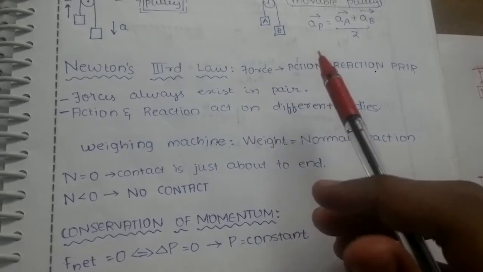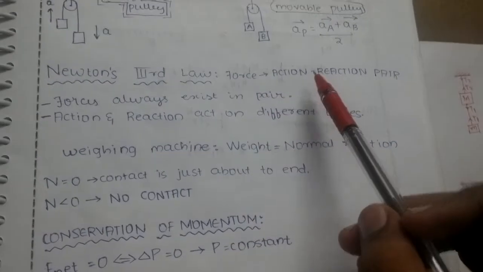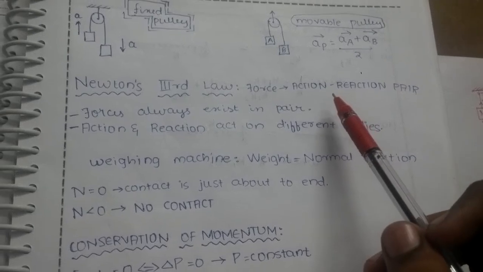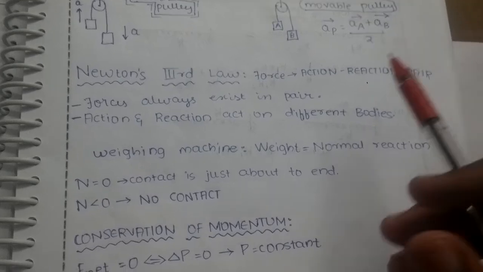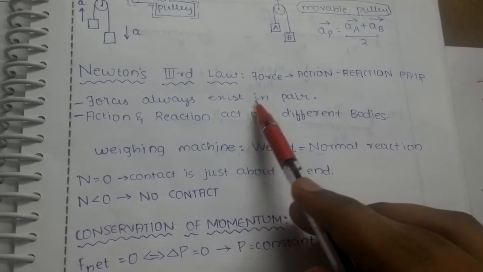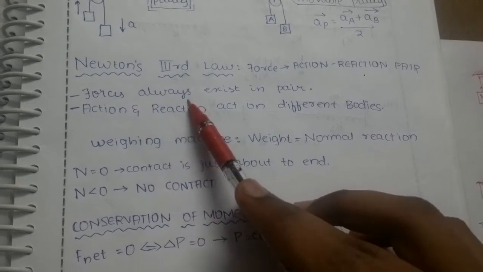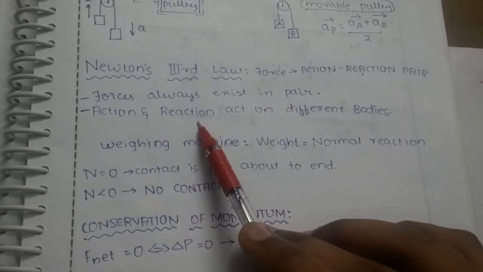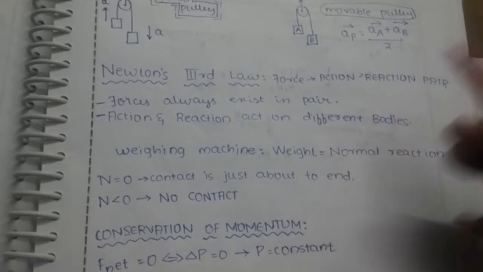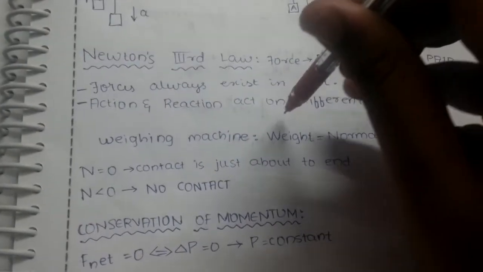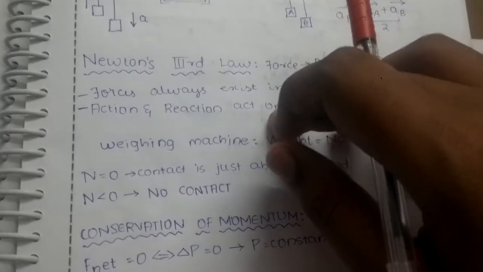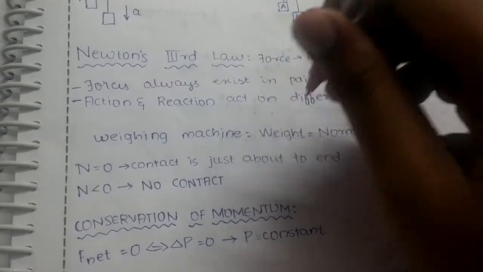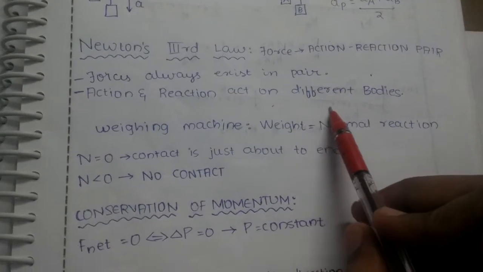Newton's third law. Forces always exist in pairs. That is Newton's third law. Action-reaction pair. We have learned that for every action there would be an equal and opposite reaction in 9th and 10th classes. But remember this. Forces always exist in pairs. Action and reaction act on different bodies. If I press the paper with the pen, the normal force will be acting on the paper and the reaction will be acting on the pen, on different bodies. They won't act on the same body.